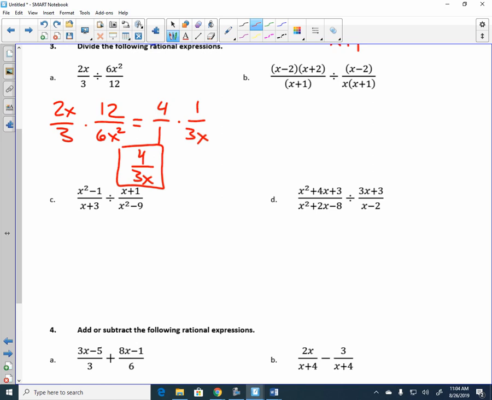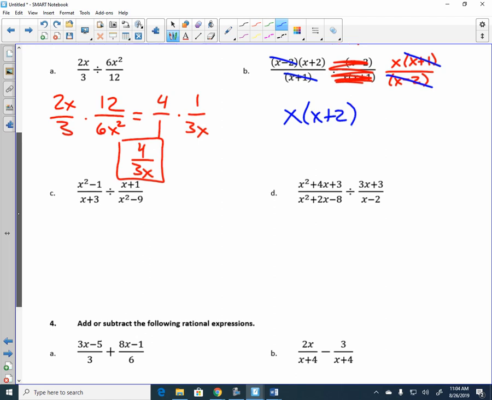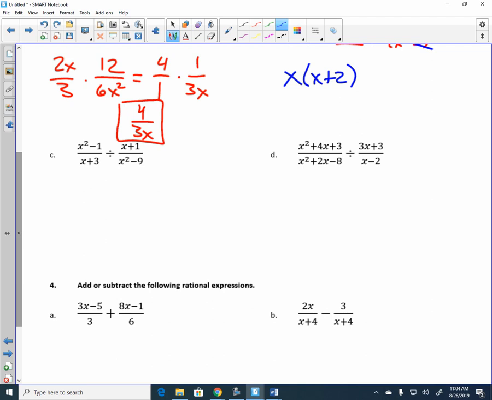Sometimes to save space, instead of rewriting the whole thing, people just switch the second one, as I have done, and then just get rid of what was there. You can see that x plus 1, x plus 1, x minus 2, x minus 2, but with x times x plus 2. Please try letters C and D on your own.